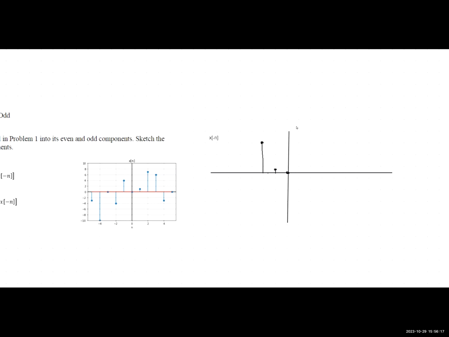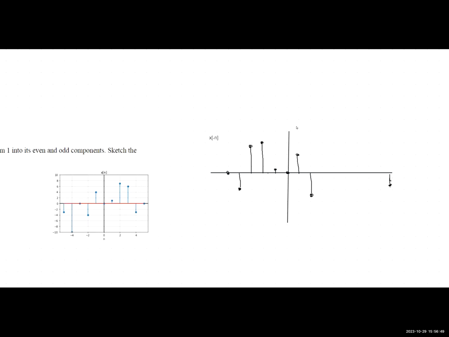Right, and so for anyone who's a little bit confused, x of minus n means that we flip the signal over the vertical axis, and that's what Melanie is drawing here. All right, thanks, Melanie, and Alpha for helping label things.